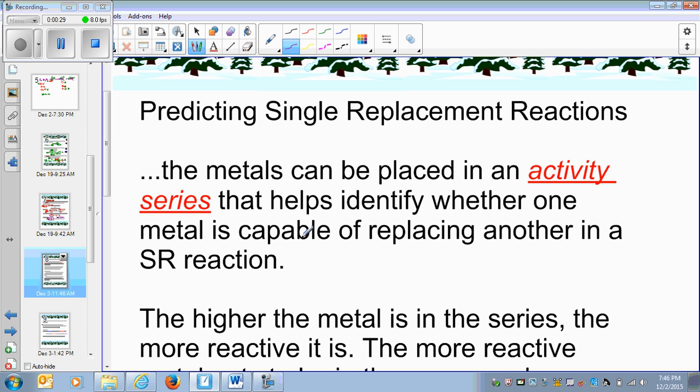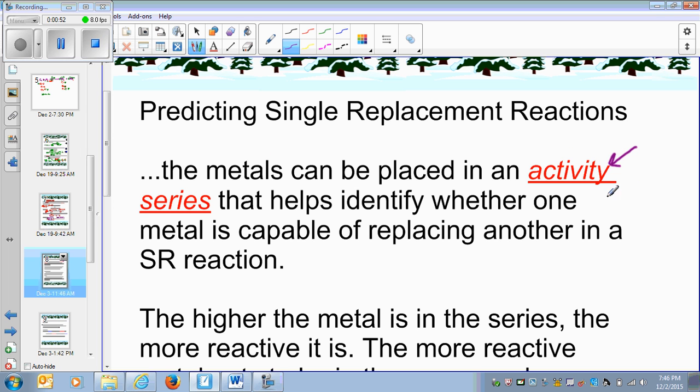So either you can understand it in terms of cations and anions, or you can understand it that metals will replace metals, non-metals will replace non-metals. But it is not that simple. You cannot replace any metal with any other metal. We have to talk about an activity series.